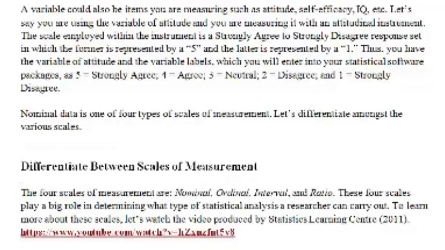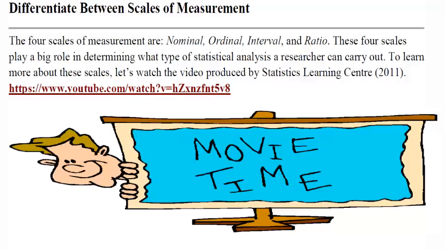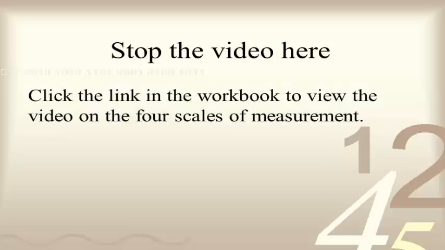For those of you who have had a stats class before, you probably recognize what those 4 scales are: nominal, ordinal, interval, and ratio. Again, these 4 scales play a big role in determining what type of statistical analysis a researcher can carry out. To learn more about these scales, I want you to stop this video at this point, click this link within the workbook, watch the video, and then come back to this training video.